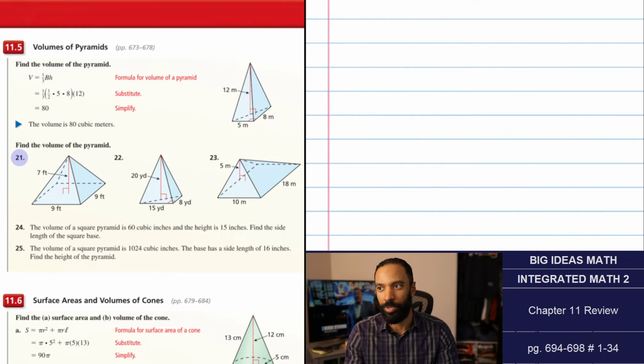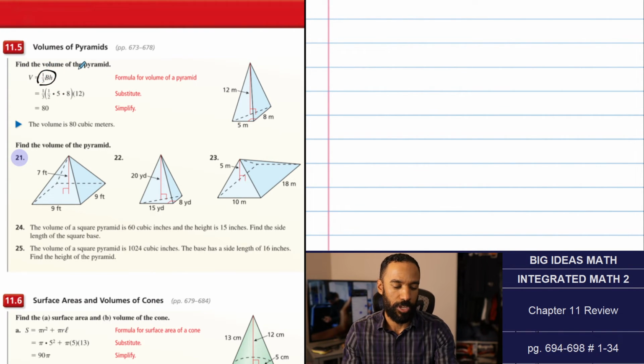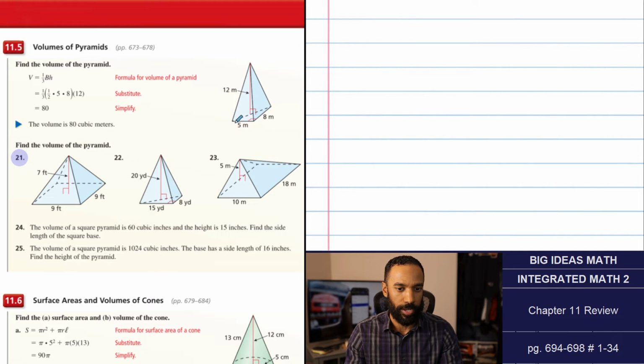Not much different from what we did before, although they look different. It takes up 1/3 of the volume of what a prism would have been. 1/3 area of base times height. Now, it depends on your base. This base is a triangle. It's a right triangle.